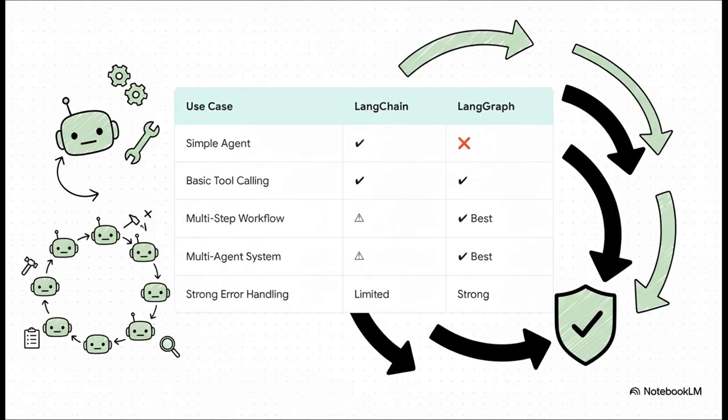This table right here, this is basically the cheat sheet. If you're building a simple little agent that just needs to call a single tool and that's it, LangChain on its own is going to be your best friend. But the second your project involves multiple steps, or you need to coordinate a whole team of agents, or you absolutely need solid error handling, that's your cue to bring in LangGraph. It is purpose-built for that kind of heavy lifting.